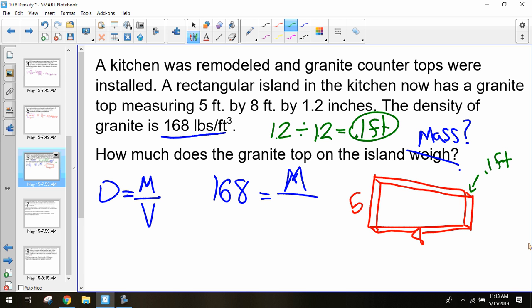And so for our volume, how can we calculate the volume? Where do you find the area of the base? Well, if your area of base is just this front slab or the top slab, which is 5 times 8, and then times your height, which is just 0.1. So the volume should be 4 feet. 5 times 8 is 40 times 0.1, which is 4.